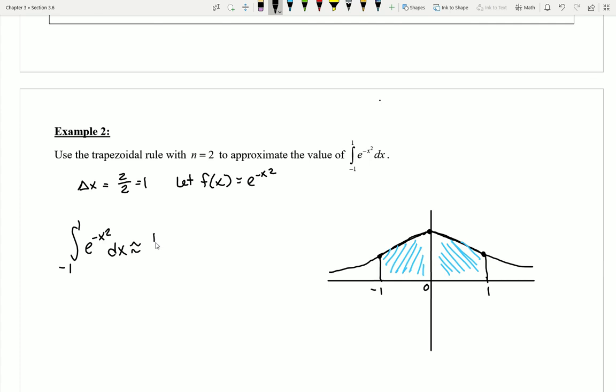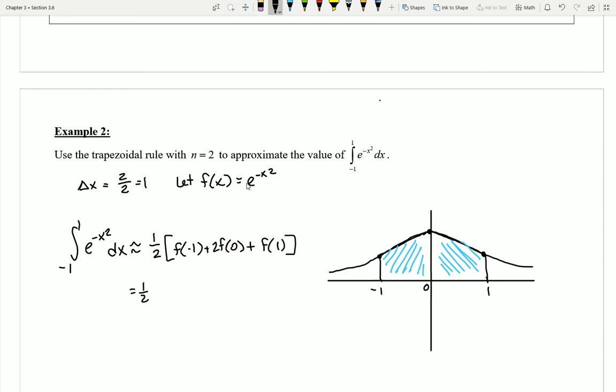I can take out my delta x over 2 and then just deal with the different heights or bases for the trapezoids. So I'll have f of negative 1. That's going to have to get used one time. f of 0 is a shared side, so it would get used twice. And f of 1 is just going to be a single side used one time. And I'm done.